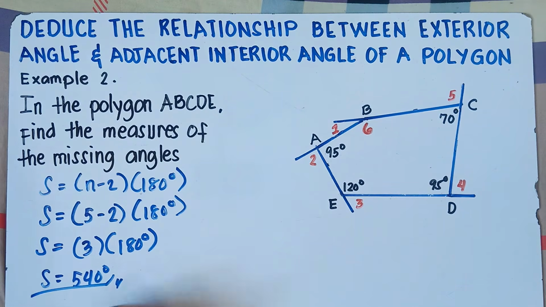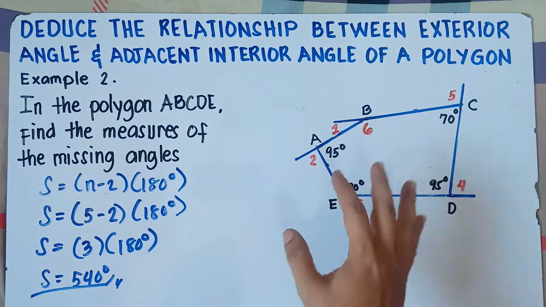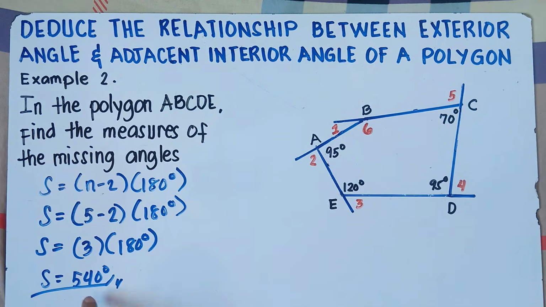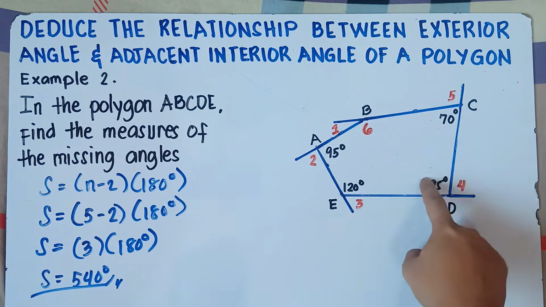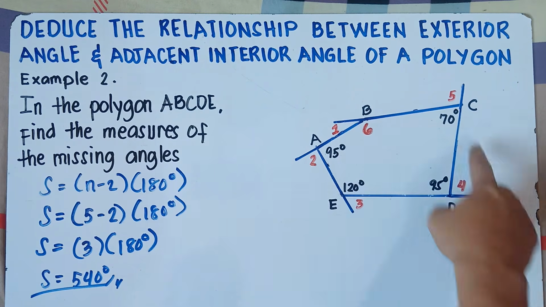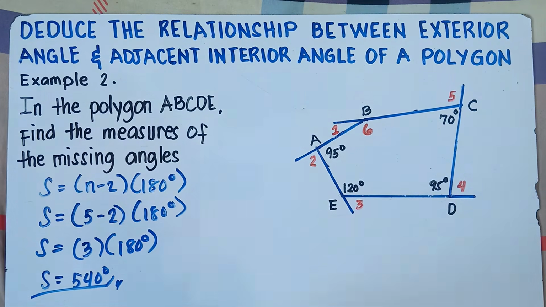So therefore, if you add the following 5 interior angles, it should be equal to 540 degrees. So you can do the mental math. You can just simply add this one: 95 plus 70 plus 95 plus 120. Once you get their sum, you subtract it from 540 degrees. But if you want the solution, you can do it this way.